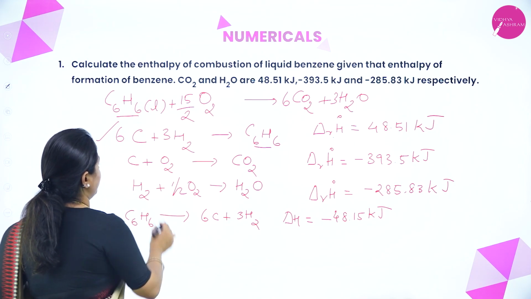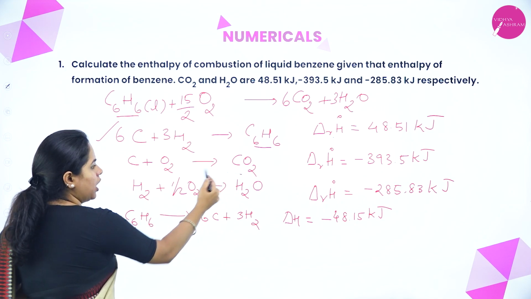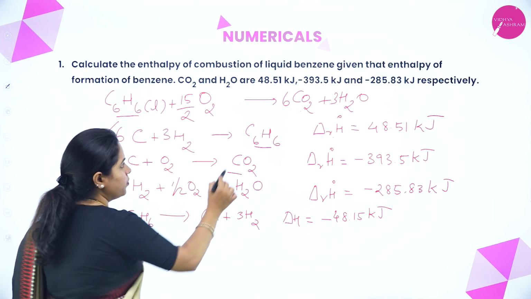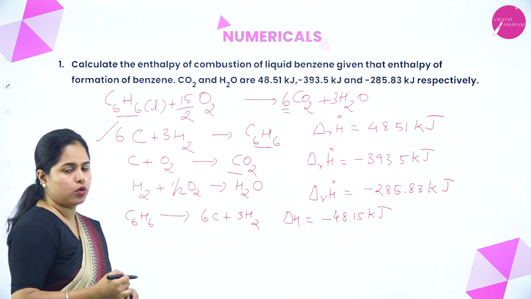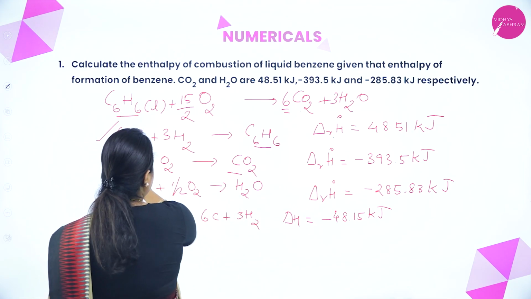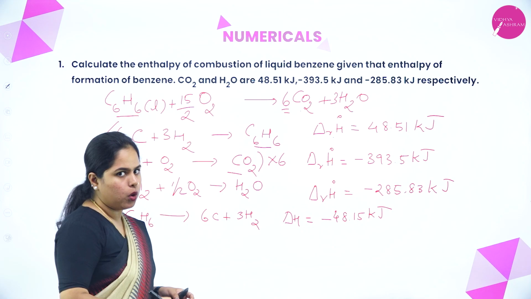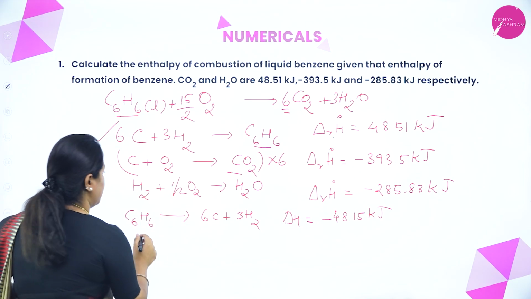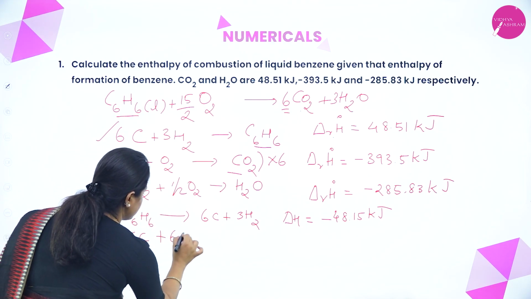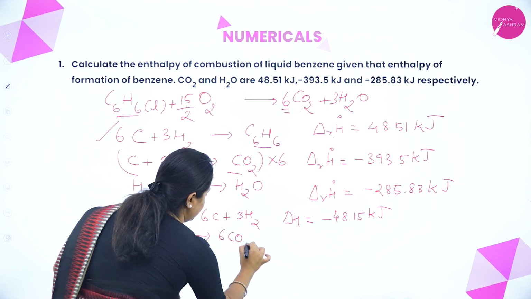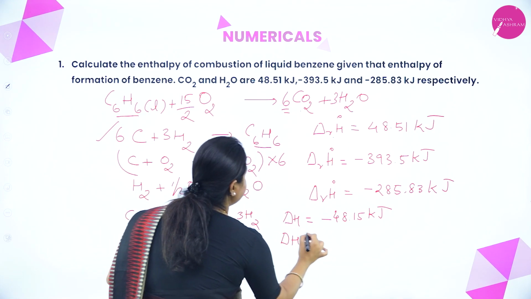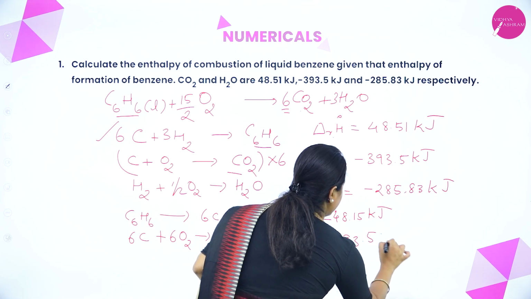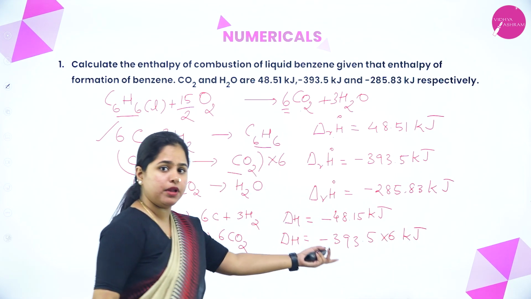Now moving on to the next one. Carbon plus oxygen giving carbon dioxide. So carbon dioxide is in the product side and carbon dioxide is still in the product side. But as you can see here, there are 6 moles of carbon dioxide. So I multiply the second equation by 6. I'm going to write that equation here. Now I'm multiplying the whole of this equation by 6. So this becomes 6 carbon plus 6 oxygen gives 6 carbon dioxide. And the enthalpy of the reaction will become what? Multiplied by 6, right? So that is minus 393.5 into 6 kilojoule. So you have to multiply that value there as well.